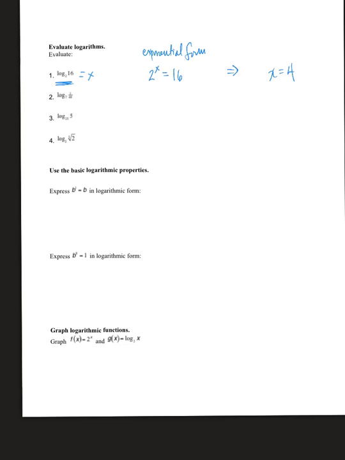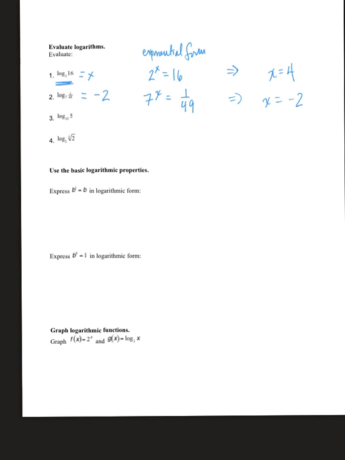So if I look at the next one and I were to rewrite it in exponential form, it would be 7 to what power equals 1 over 49. Well, you would ask yourself, okay, 7 to the 2nd power is 49, so 7 to the negative 2nd power would be 1 over 49 if we remember how to address negative exponents. So in this case, x would equal -2. So this logarithmic expression equals -2.